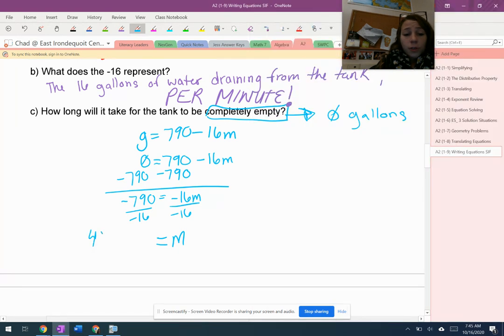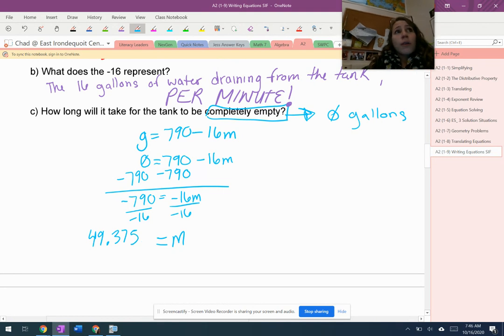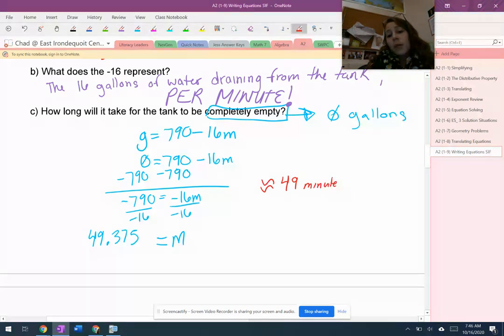49.375. So how long will it take for the tank to be completely empty? It will take approximately 49 minutes to empty the tank. A little bit more.